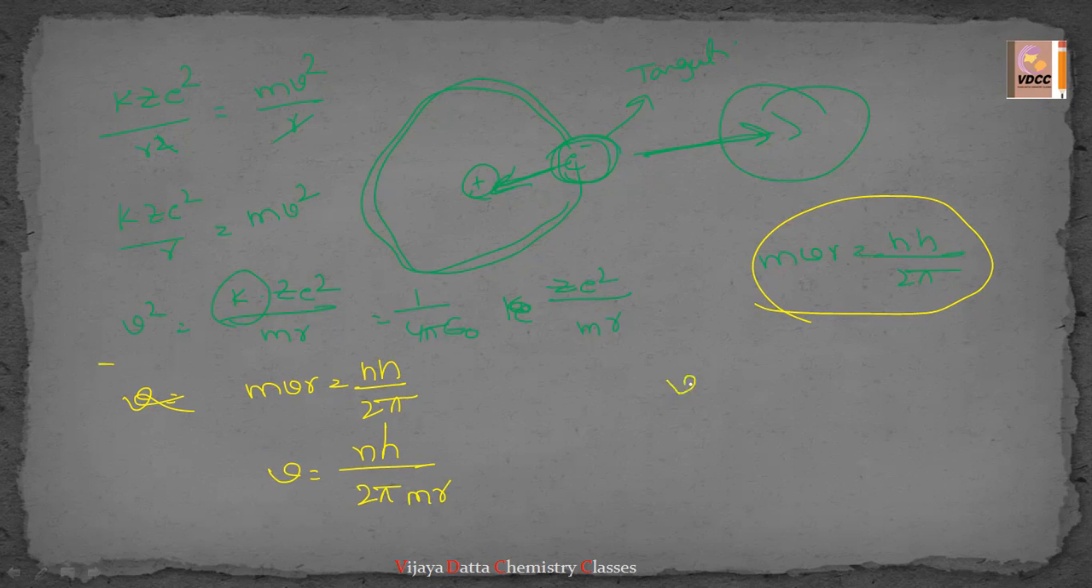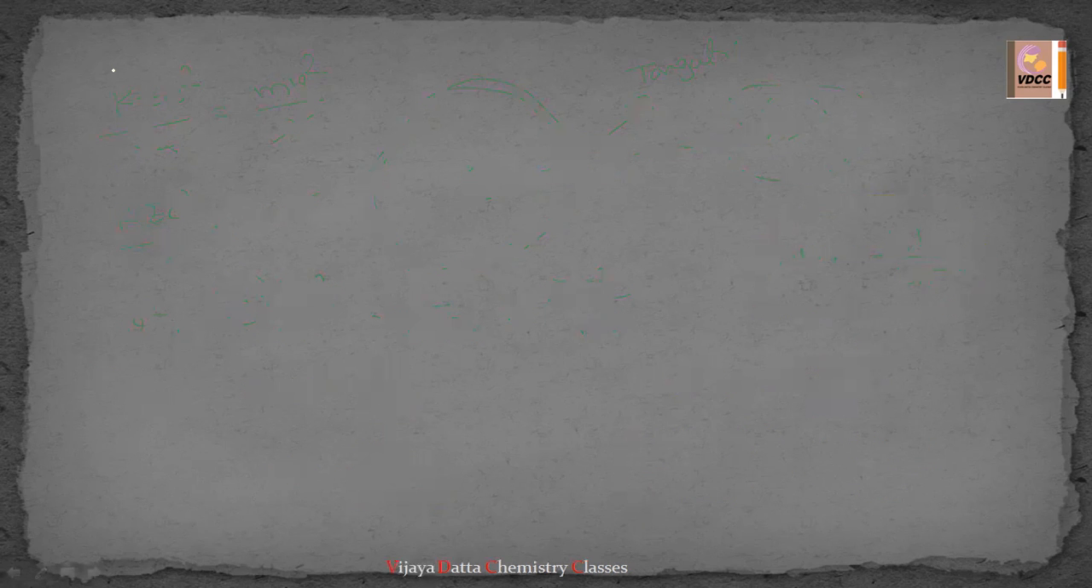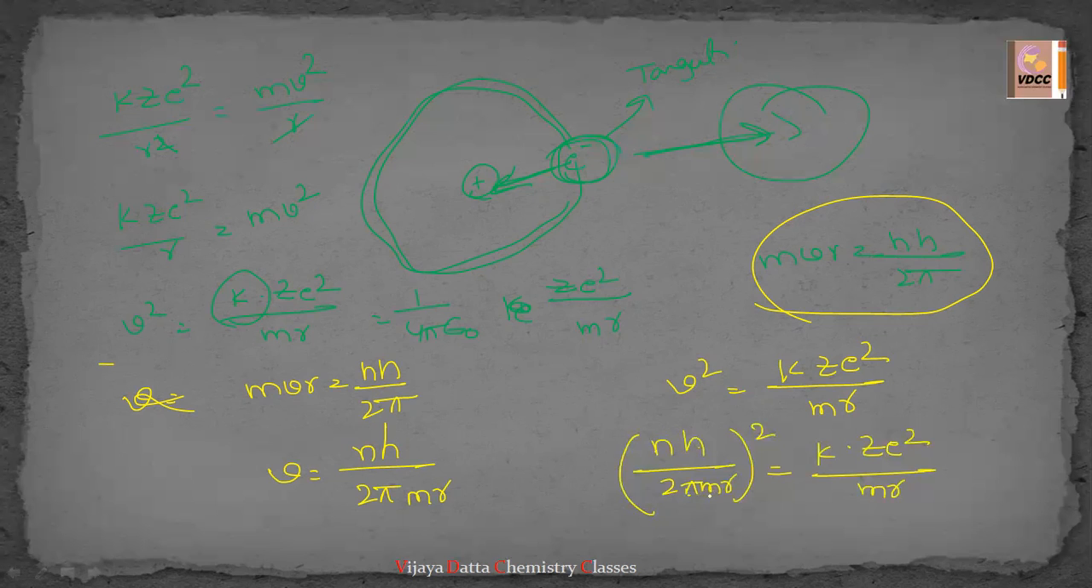What is the relation we have here? v square equal to 1 by 4 pi epsilon naught, k z e square by m r. In this, if you take the v square value, if you substitute the v, what is v? n h by 2 pi m r whole square into k z e square by m r. Then it will be n square h square by 4 pi square m square r square equals k z e square by m r. That is what, now I squared this one: n square h square, 2 square means 4 pi square m square r square equal to k into z e square by m r.